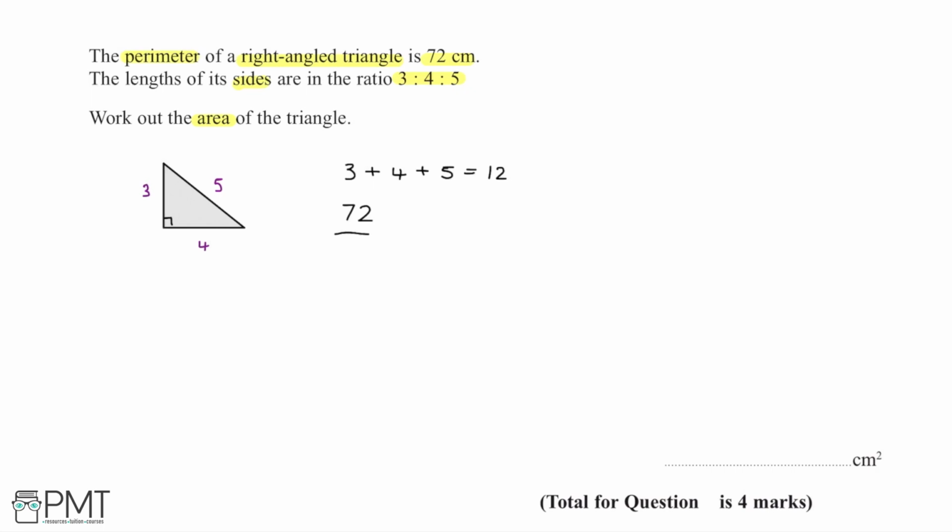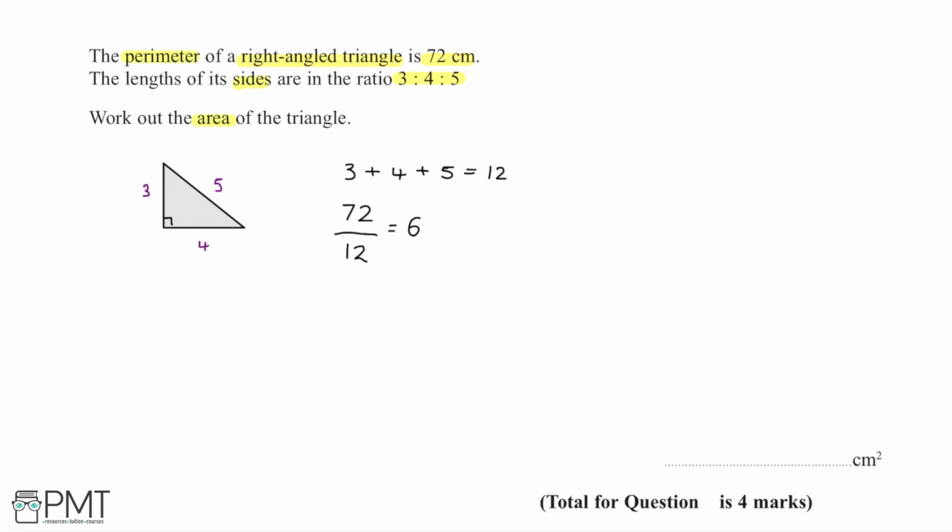And then I can take the 72, which is the perimeter of the actual right angle triangle, and divide it by the perimeter of this triangle that I have here to see how much each side length needs to be scaled up by to get to the right angled triangle with a perimeter of 72 centimetres. So this here gives me an answer of 6.